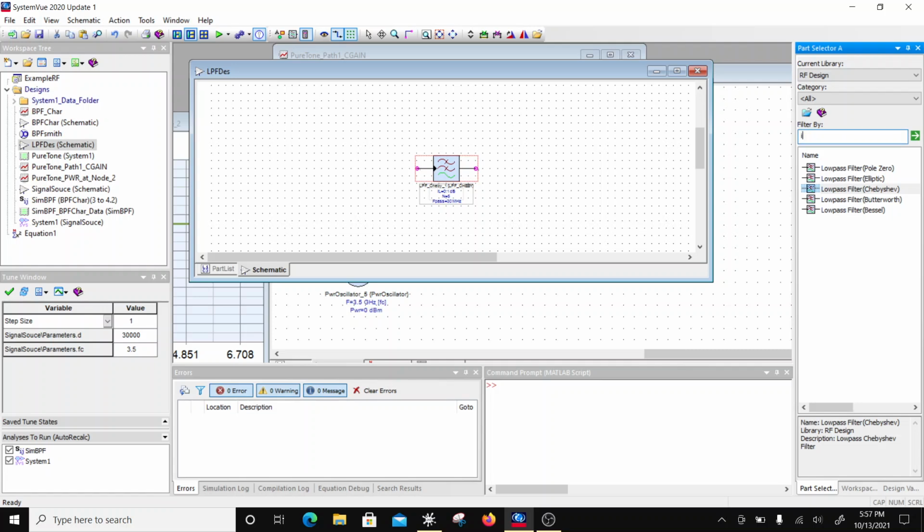Let's look at its characteristics. So let's put the input port, and let's put the output port.